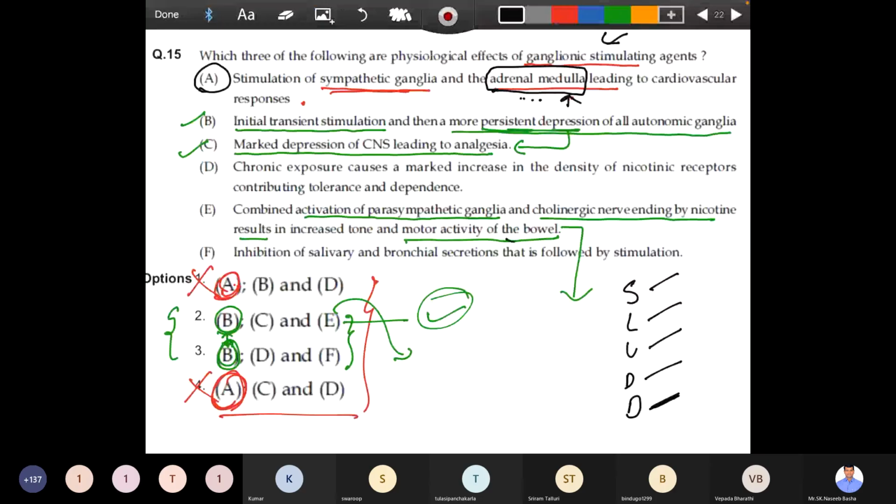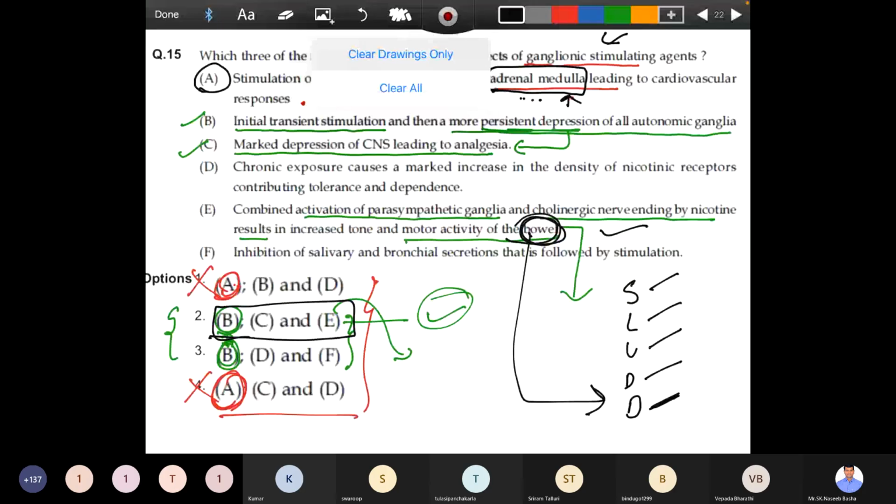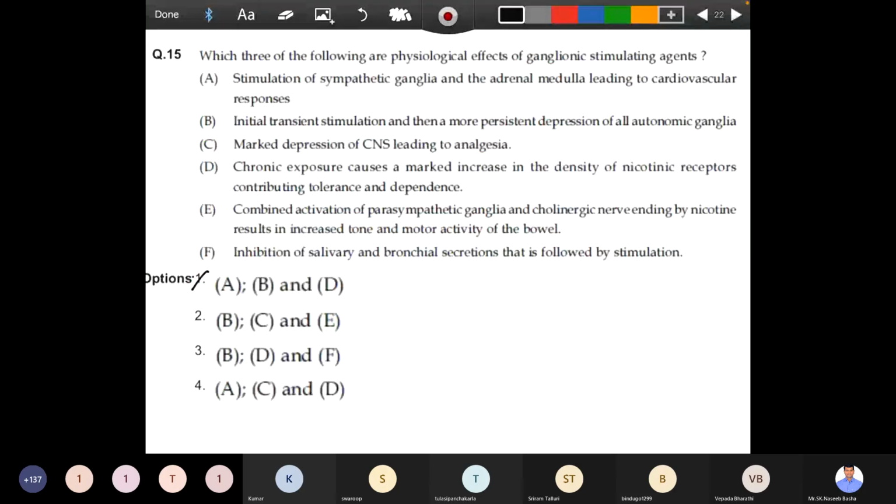See, the question is a bigger one. You have a lot of complications, but systematically, by logical thinking, you can eliminate the options which contain A. Both of them have B, so B must be true. If B must be true, C will be true because both of them are talking about the same thing: persistent depression, marked depression of CNS. So the correct option is 2.